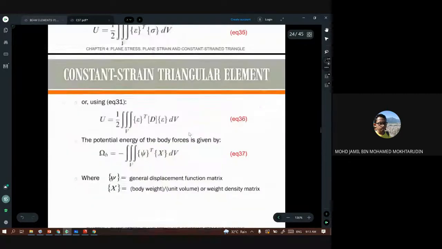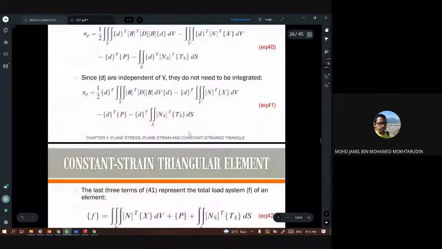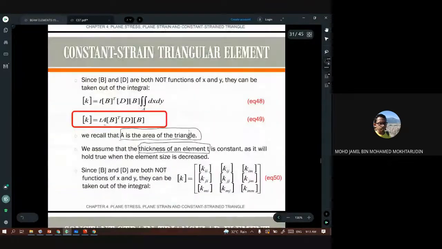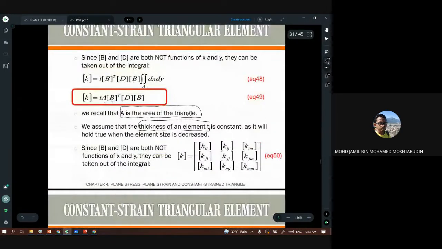And then you can also calculate the stiffness matrix of the constant strain triangle using this formula for the constant strain triangle, the stiffness matrix for CST. So K equals T times A, where T is the thickness, A is the area, and then B transpose times D times B.